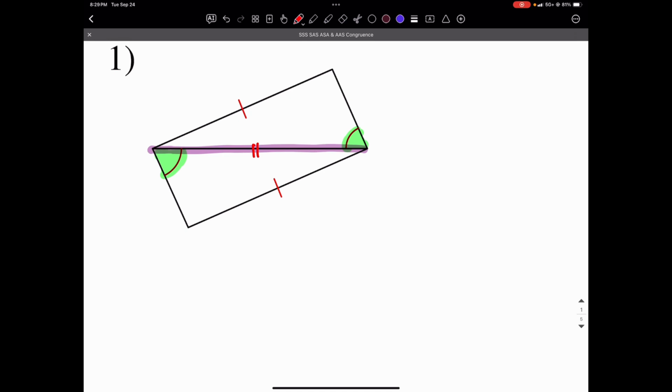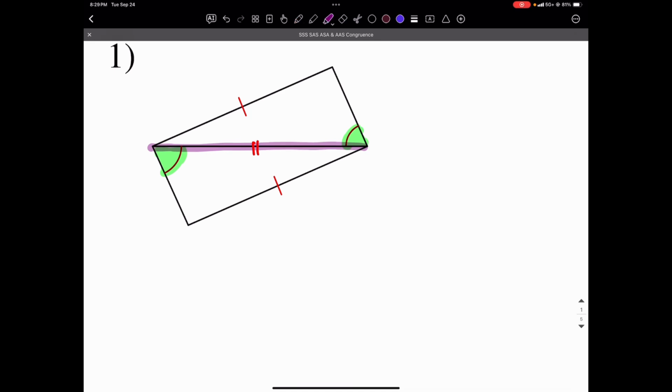Now, here's the thing. You have another set of lines right here that are congruent. The problem is you do not have the angle in between them that you need for side, angle, side. You don't have the third side that you need for side, side, side. You do not have a second angle that you need for angle, side, angle. And you do not have a second angle for angle, angle, side either. Now, I'm going to say that this one is not congruent.